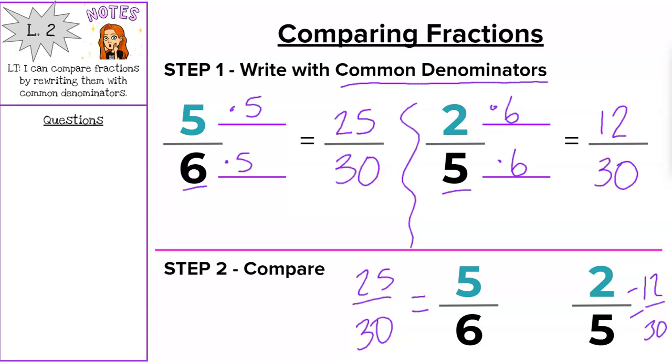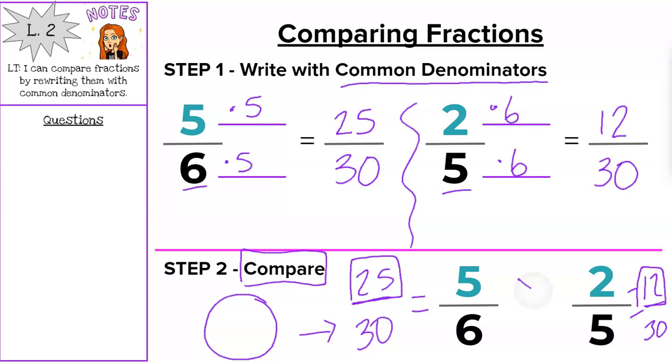So now we have to compare. Which fraction is bigger? If we had 30 total slices of pizza, so we have a pizza cut into 30 slices, and on this pizza, you get to eat 25 of those slices. But on this pizza over here, you only get to eat 12 of those slices. Well, as we said, Pac-Man wants to eat more slices of pizza, so we're going to open our mouth toward 5/6. So 5/6 is greater than 2/5.